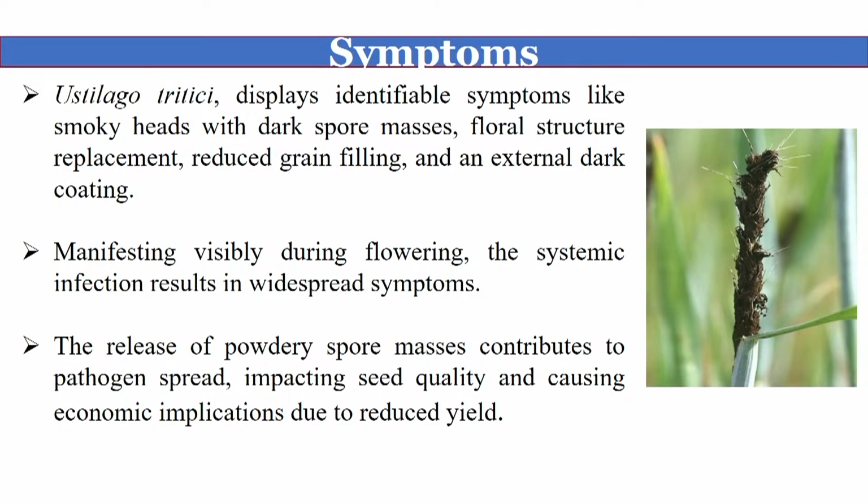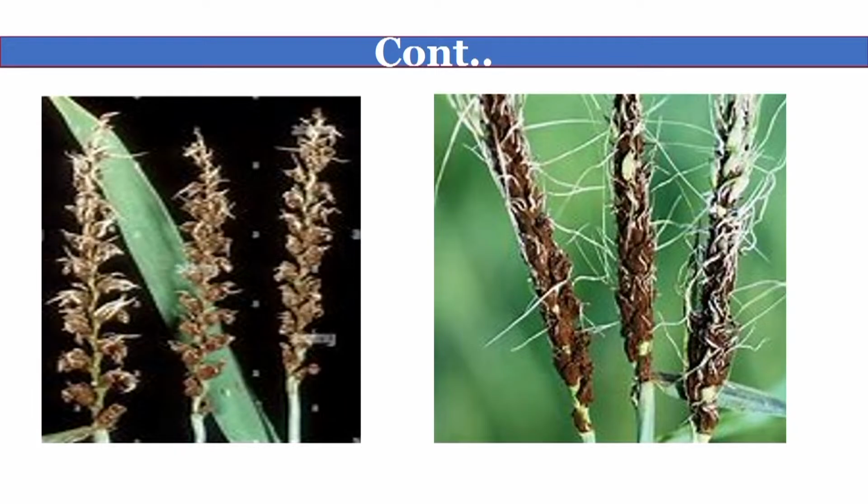And the systemic infection produces widespread symptoms, and it releases powdery spore masses that contribute to pathogen spread, impacting seed quality and causing economic impact due to the reduction of yield. You can see the symptoms clearly, how the complete seed grain is damaged, converted into powdery masses in black color.